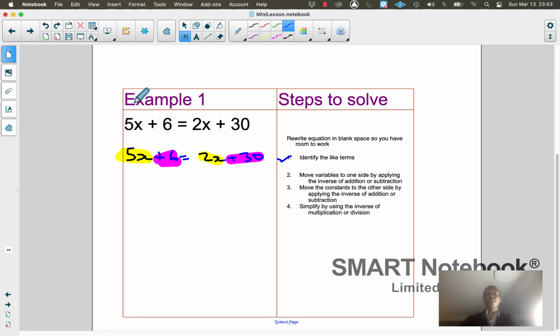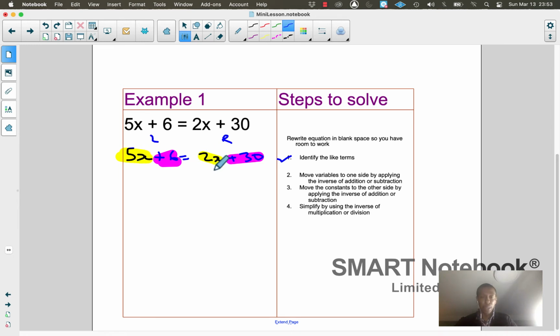Let's move on to step number 2. Step number 2 says move the variables to one side of the equation by applying the inverse of addition or subtraction. So remember, an equation has two sides. Left of the equal sign, that's the left side. To the right, this is the right side. So now for step 2, we're going to move any term with the variable x from the right side of the equation to the left side of the equation.